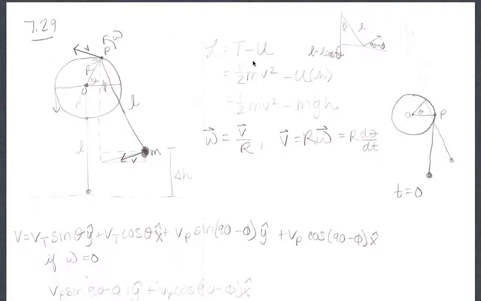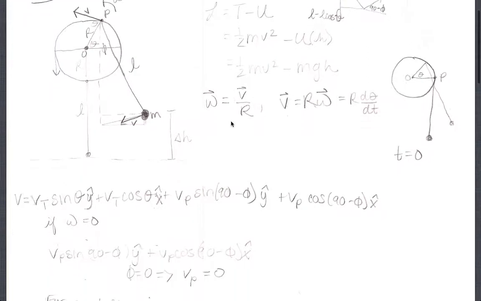L equals T minus U, so it's kinetic energy minus potential energy. And then what I did was I solved for the total velocity. I just found the tangential components of the wheel's velocity in the x and y direction, and then the velocity of the pendulum in the x and y direction.